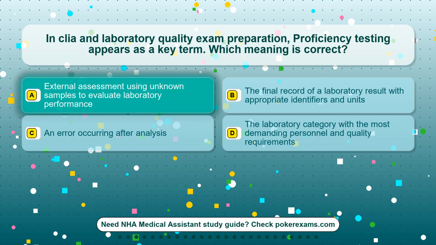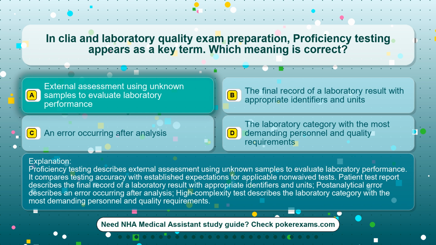The correct answer is option A. External assessment using unknown samples to evaluate laboratory performance. Proficiency testing describes external assessment using unknown samples to evaluate laboratory performance. It compares testing accuracy with established expectations for applicable non-waived tests. Patient test report describes the final record of a laboratory result with appropriate identifiers and units. Post-analytical error describes an error occurring after analysis. High-complexity test describes the laboratory category with the most demanding personnel and quality requirements.